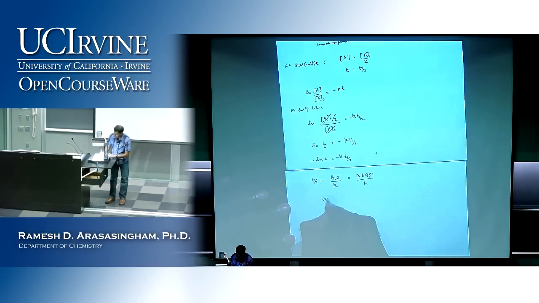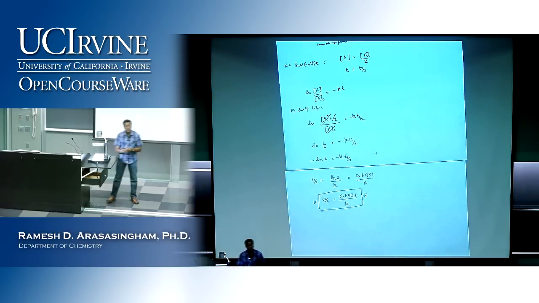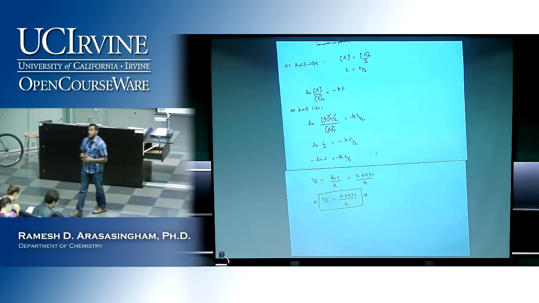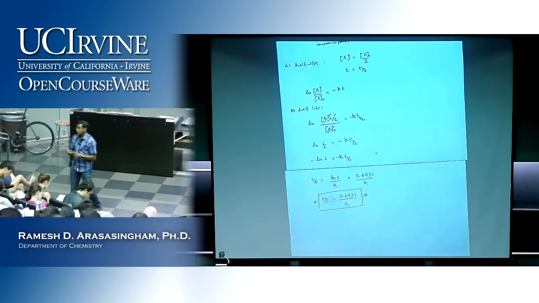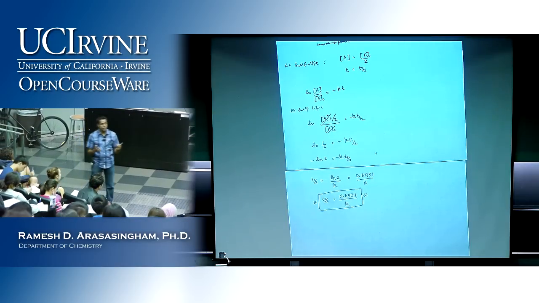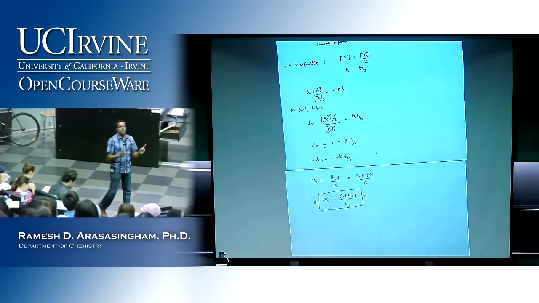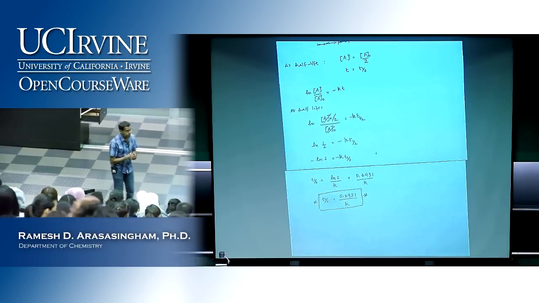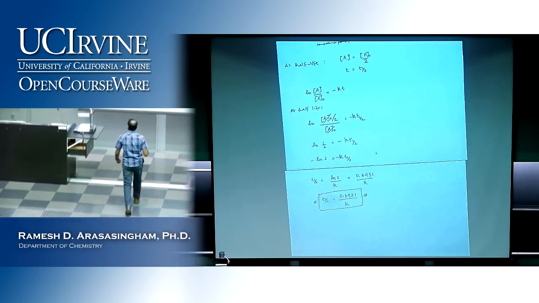So the half-life is 0.6931 divided by the rate constant. Now that's worth remembering. So if you want to calculate, if it's a first order reaction, it has one reactant, and you want to calculate what is the half-life. And remember, what is the definition of half-life? It's the time it takes for the original concentration that you started with to be halved. Okay? So let's apply this in a problem.